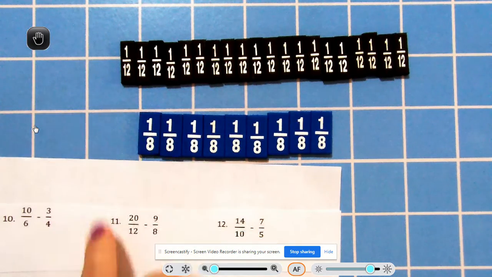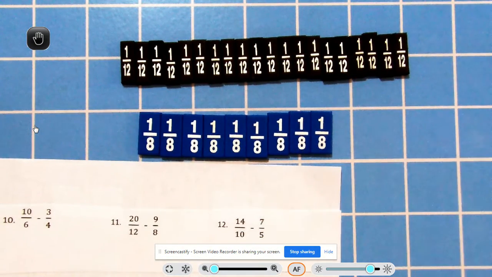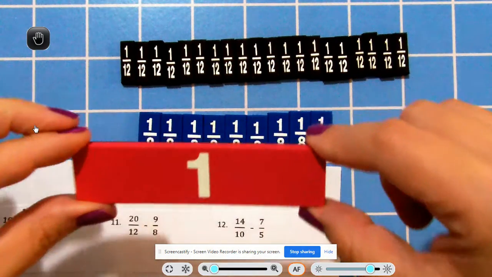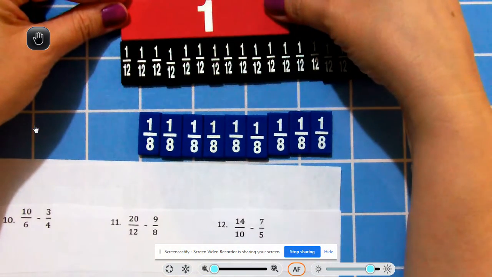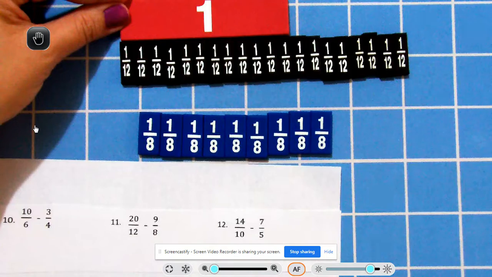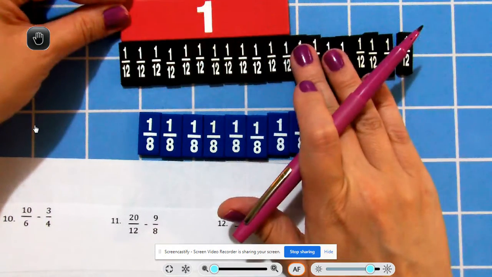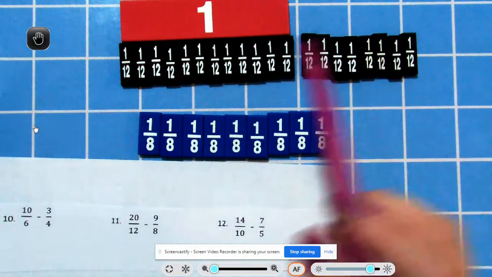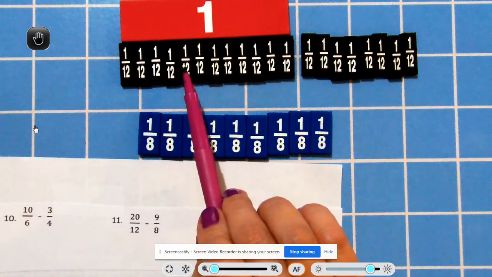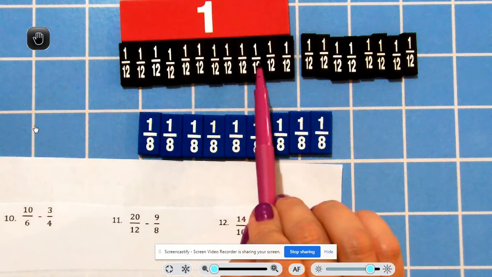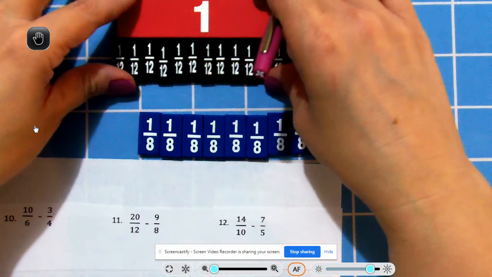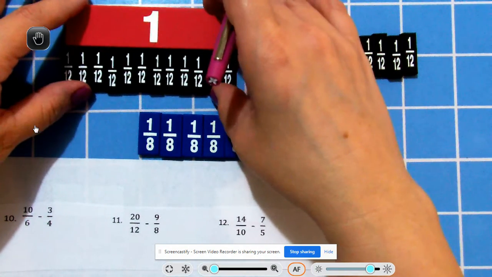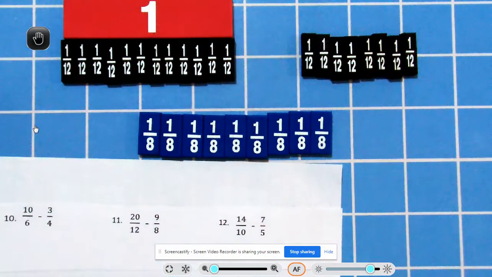How many of these 1/12 pieces would it take for me to cash in for 1 whole? How many twelfths is equal to 1 whole? 1, 2, 3, 4, 5, 6, 7, 8, 9, 10, 11, 12. 12 twelfths is equal to 1 whole. So I'm going to cash those 12 1/12 pieces in for 1 whole.